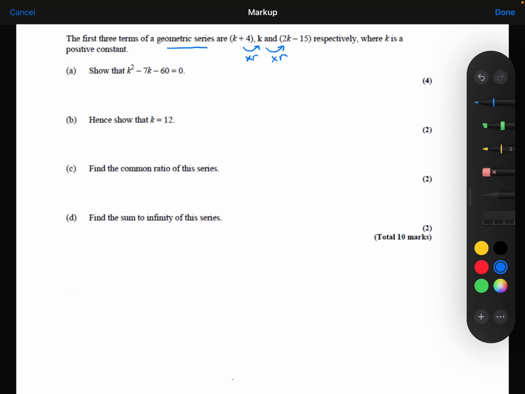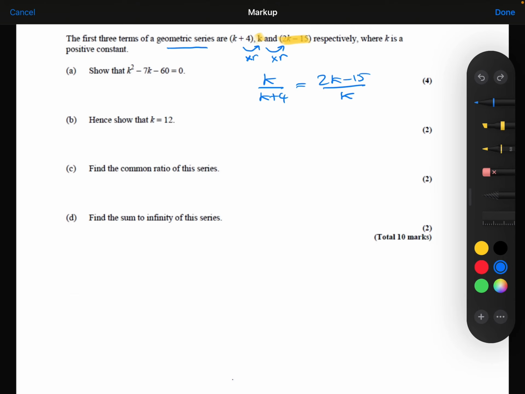I could find that number by doing the second number divided by the first number, so k divided by k plus 4. Or alternatively, I could also do the third number divided by the second number. That would also give me the ratio. And now I've got an equation. So basically the ratio of the first two terms is equal to the ratio of the next two terms.